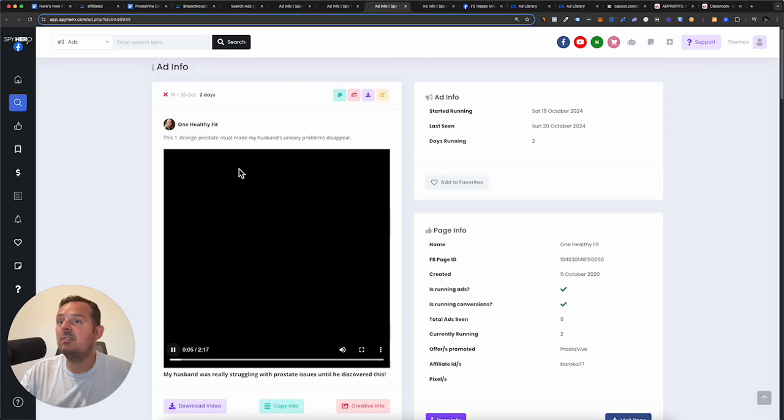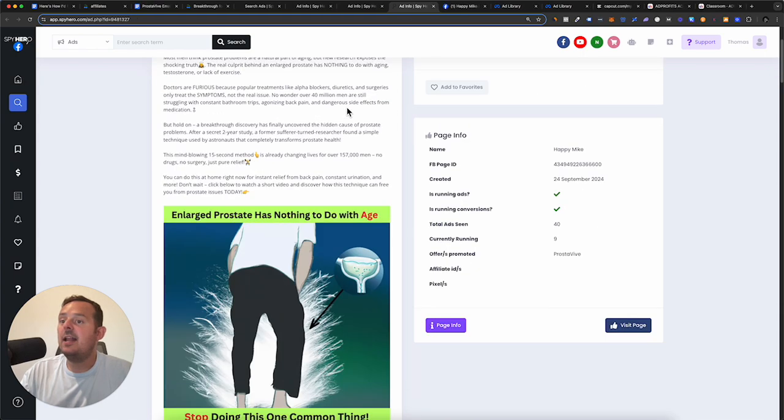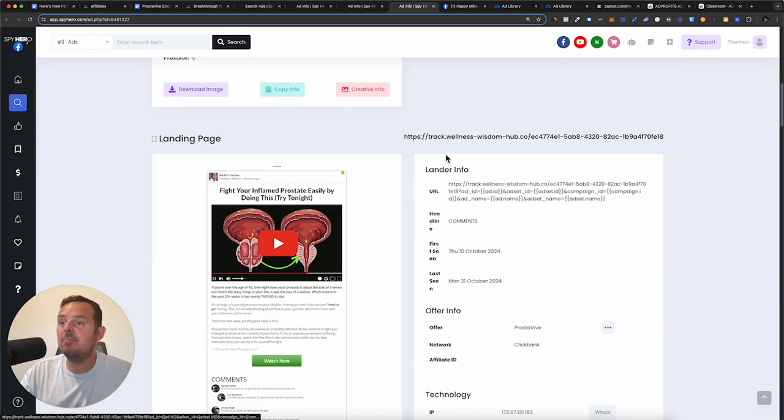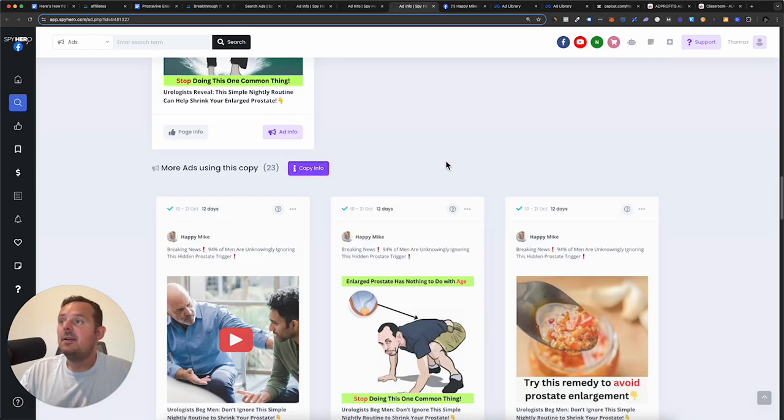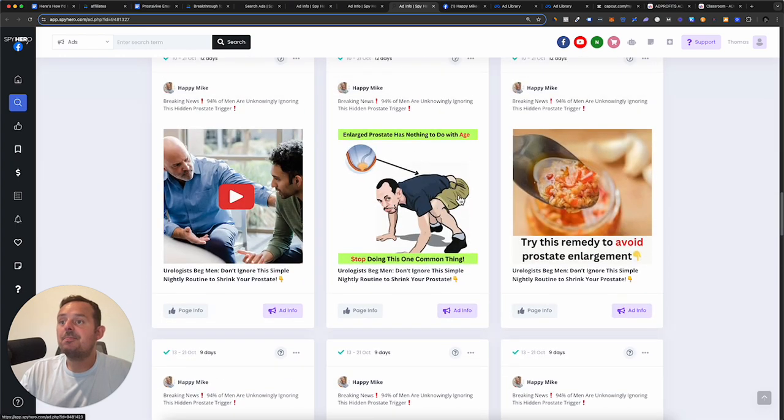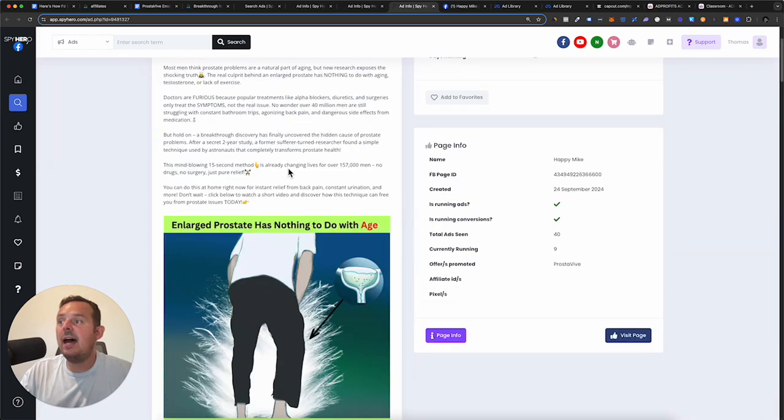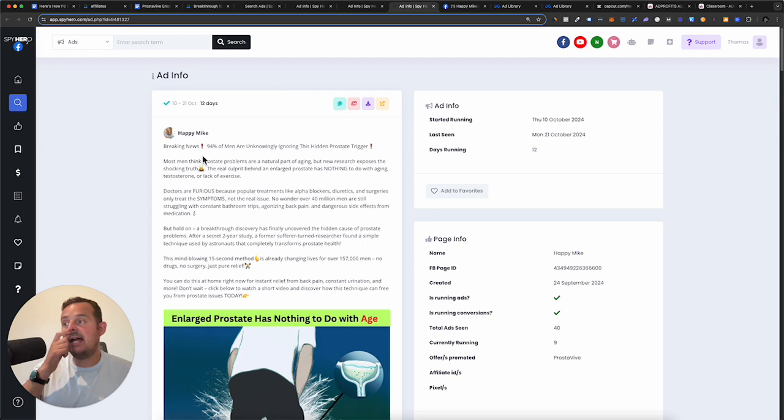So this was the text presentation. And then Happy Mike, who I can't see in the ads library, but we know is running ads as well. They've gone slightly different with their images, and also with their ad copy. It doesn't look like the standard first-person story. It's more fact or info-based, right? I quite like it again. It's not leading with the outcome, but it's leading with this curiosity driver: 94% of men are unknowingly ignoring this hidden prostate trigger. If you're suffering from prostate stuff, that's going to capture your attention, right?